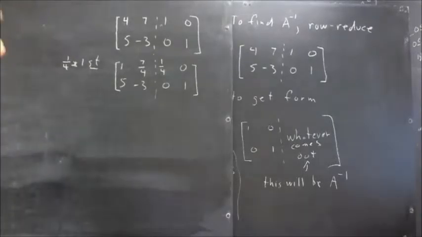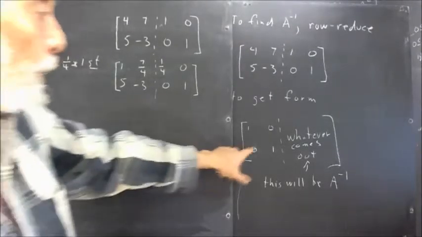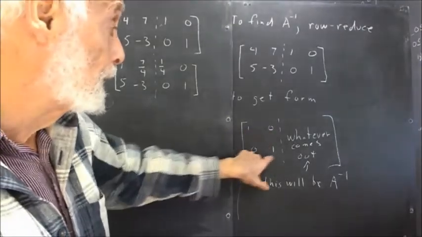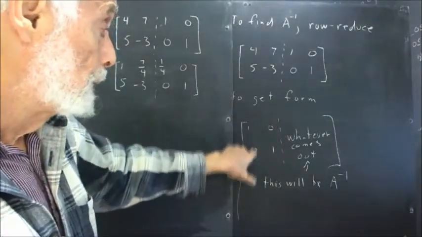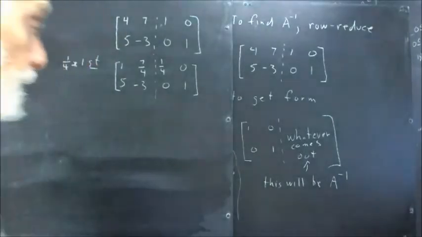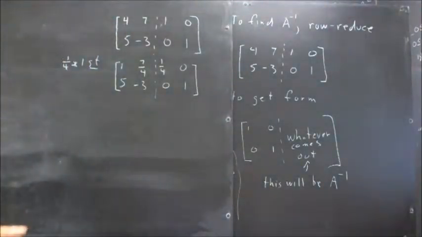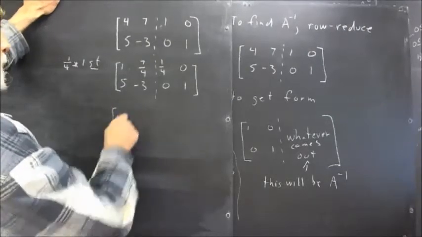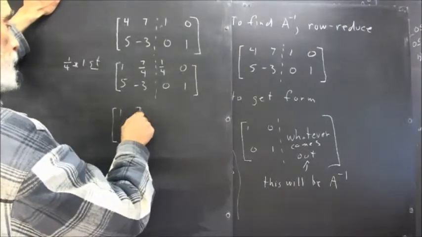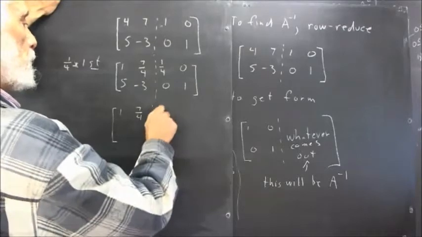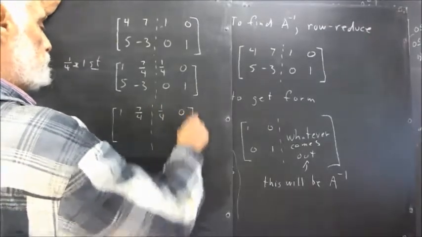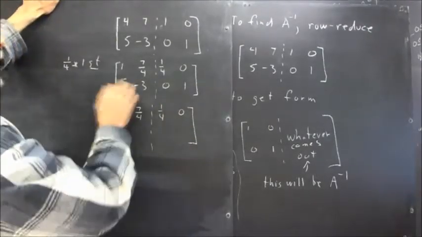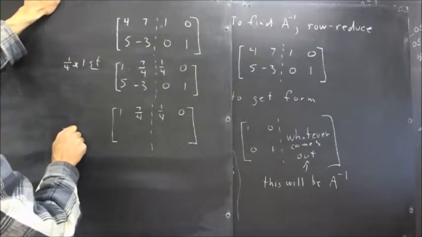The next thing we do, think about it. What am I going to do? I want to get to this form here. I want to get the left-hand side to the identity matrix. 1 here, 0 here, 0 here, 1 here. What's the next obvious step? You should think of it, but I'll tell you here in just a second. Now we got 1, 7/4, 1/4, 0. We're going to do the second row.